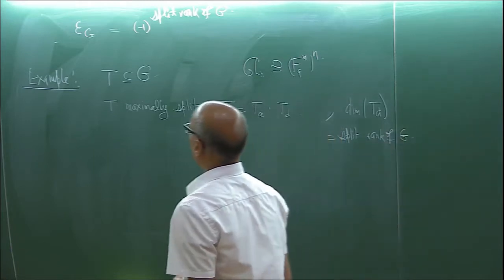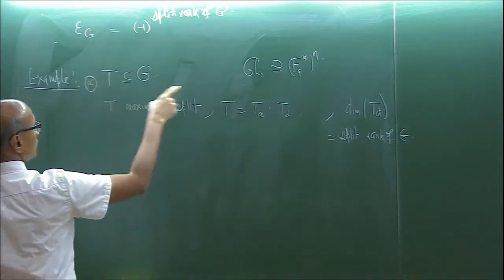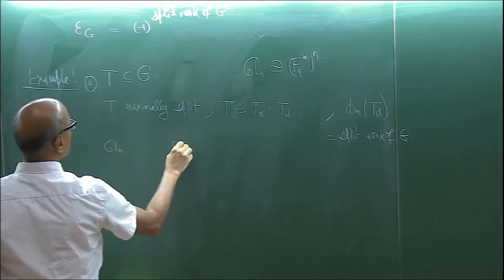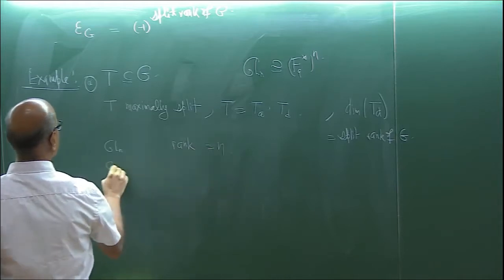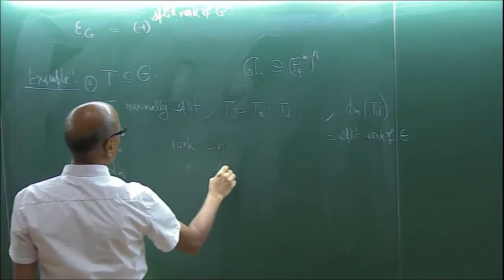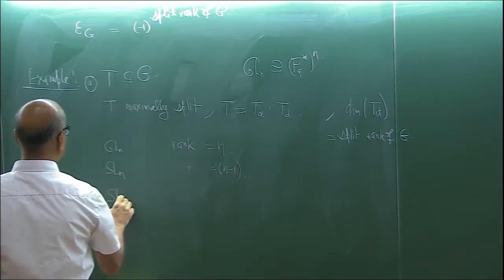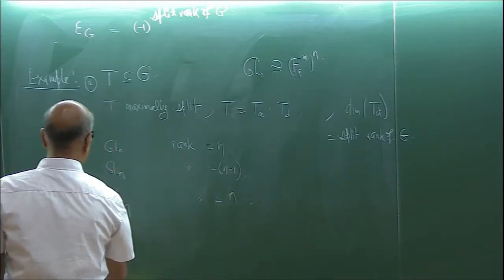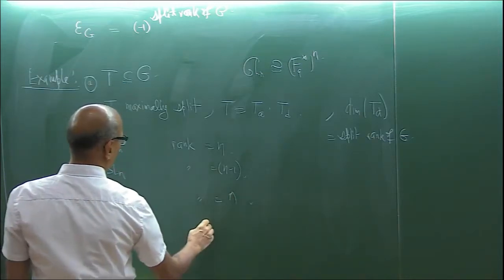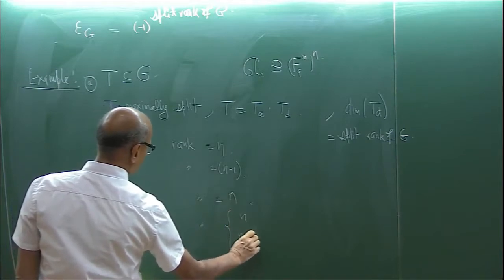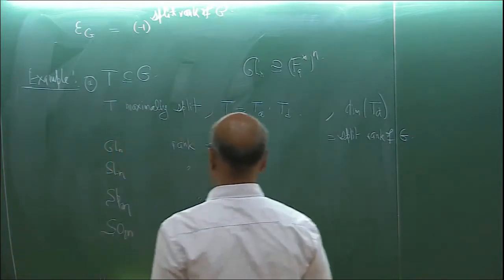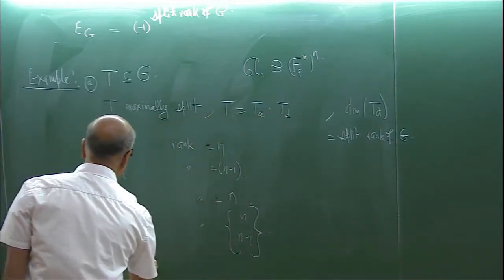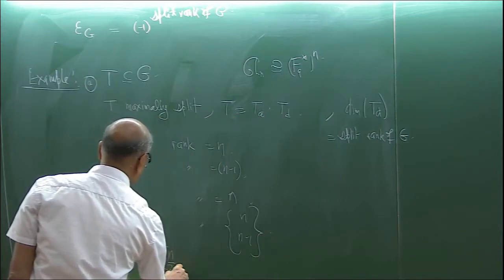So just to give you a few examples: for GL_n, the split rank is equal to n. For SL_n, the rank is equal to n-1. For Sp_2n, the rank is equal to n. And for SO_2n, the rank could be either n or n-1, so this is one of those slightly more complicated groups.